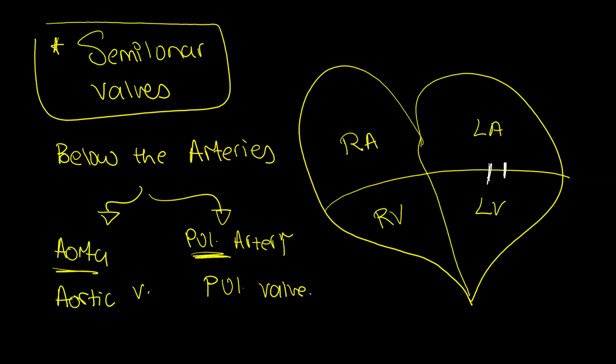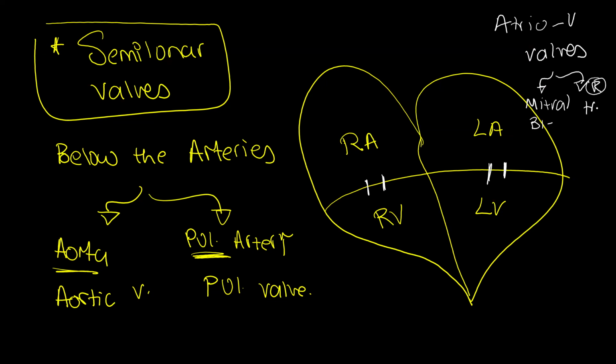I have 2 valves here. These 2 valves that are found between the atria and the ventricles, they have a name. They're called the atrioventricular valves that are of 2 types, one on the left and one on the right. The one on the left is the mitral or the bicuspid. And this is the one on the left, okay? And the one on the right is the tricuspid. I said it so many times in those 10 minutes.